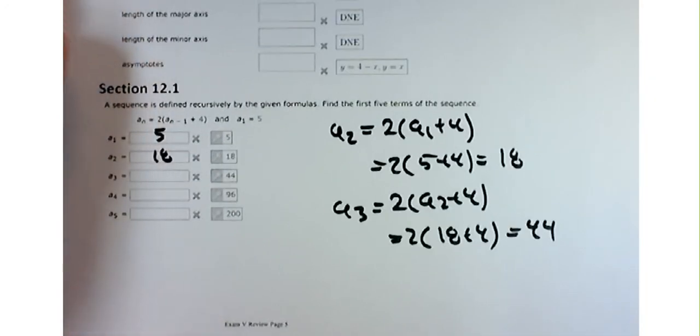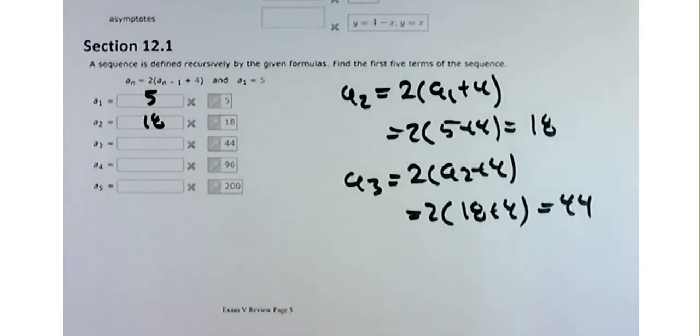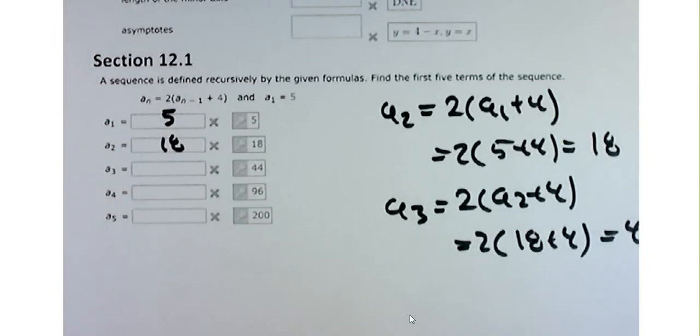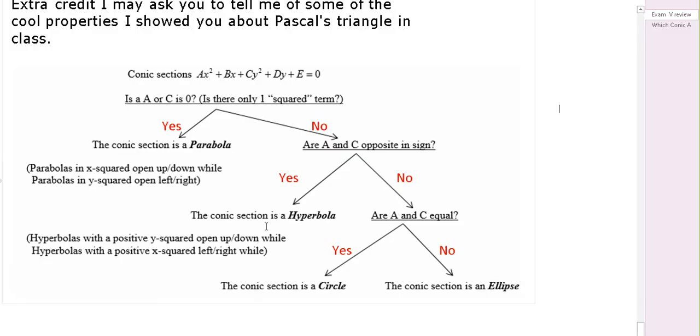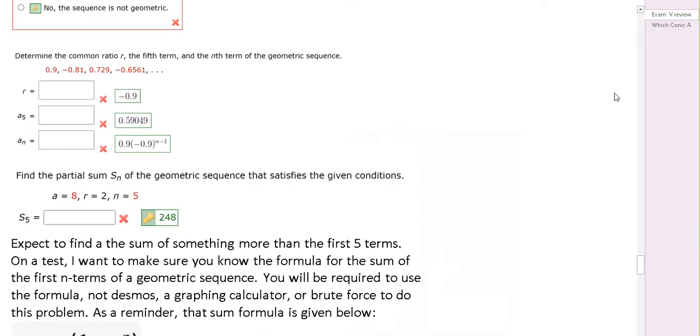Let's move on down to section 12.1. Wouldn't be surprised to see a recursive sequence on your exam. So just a reminder, this is defined kind of implicitly. They don't give you an exact formula. I can't calculate a sub 1000 just by plugging in. I'd have to know a lot more before I could get up to a sub 1000. Let's go back here to that part of the handout.